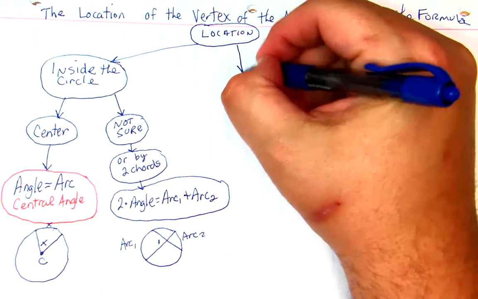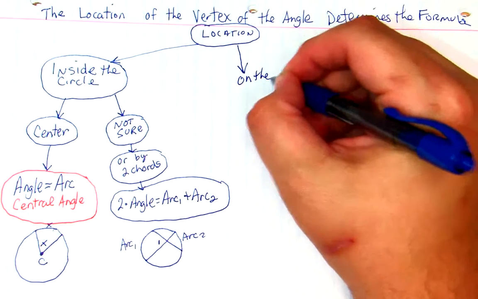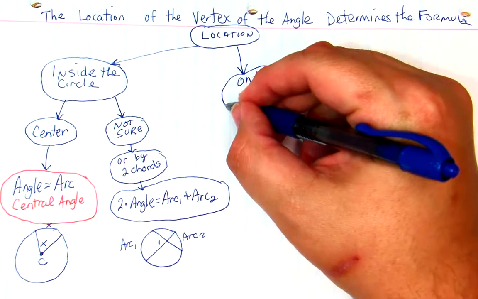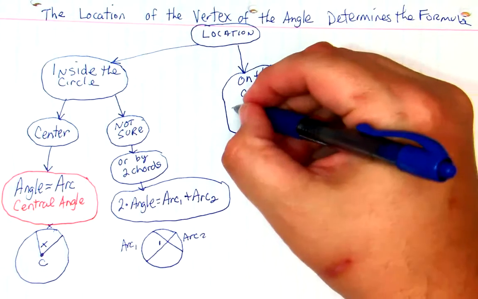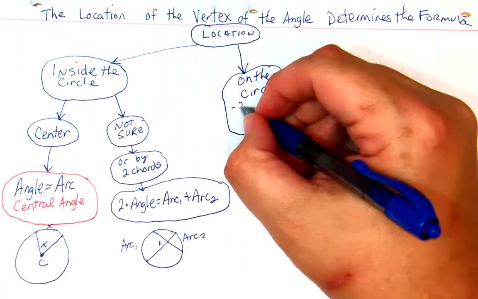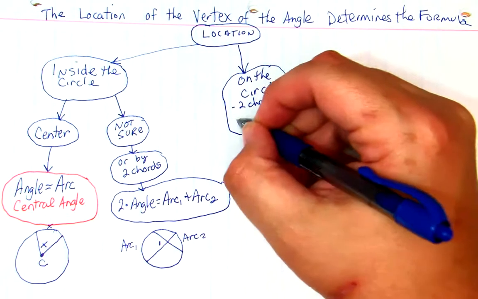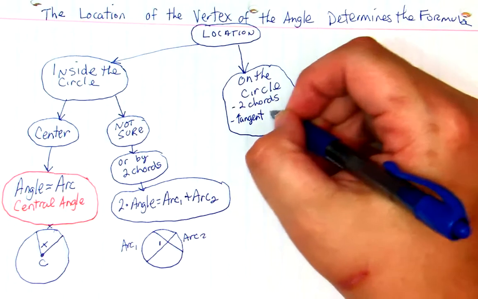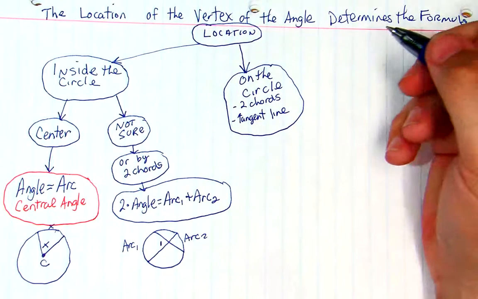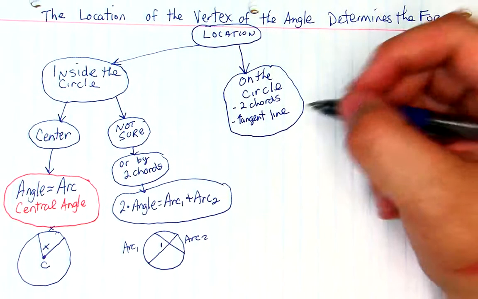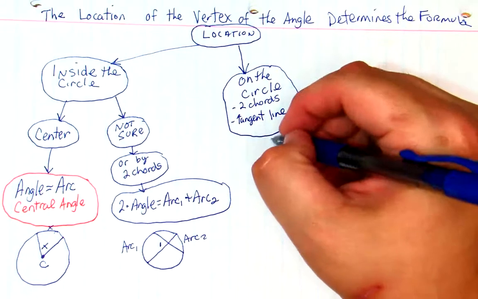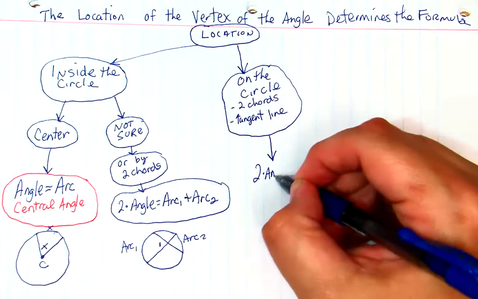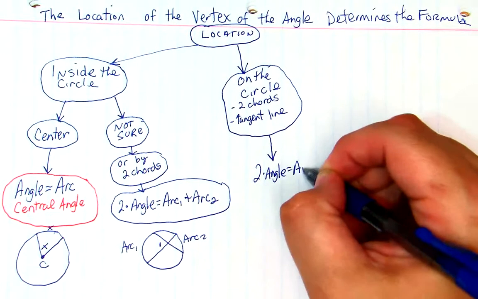Now, if it's on the circle, it could be made by 2 chords, or even by a tangent. Either one of those. As long as the vertex is on the circle itself, the formula you're going to use is 2 times the angle is equal to the arc.